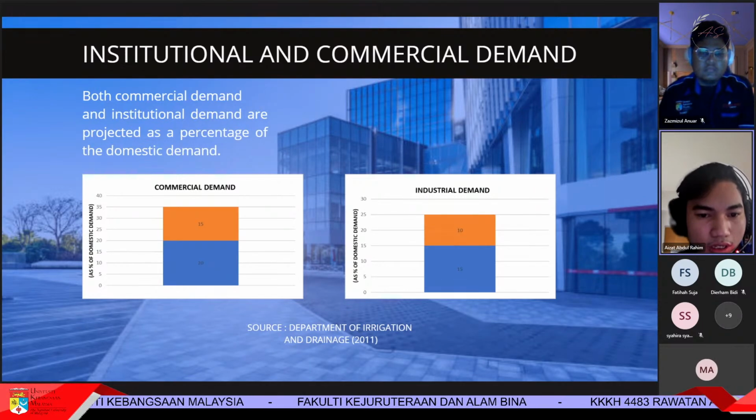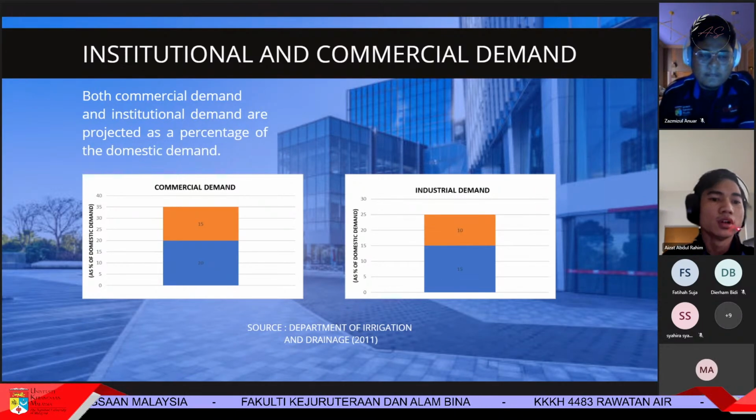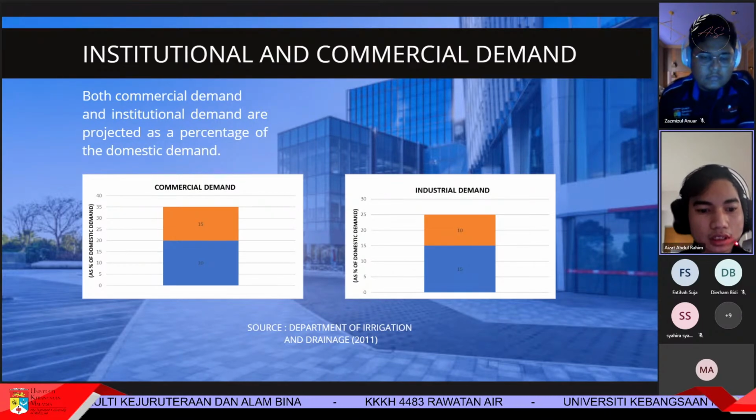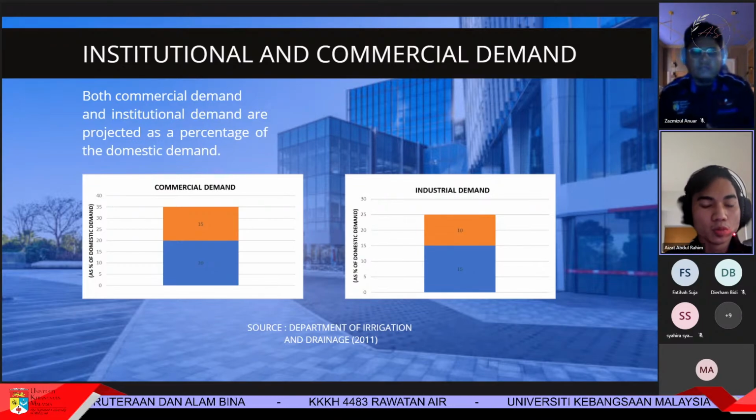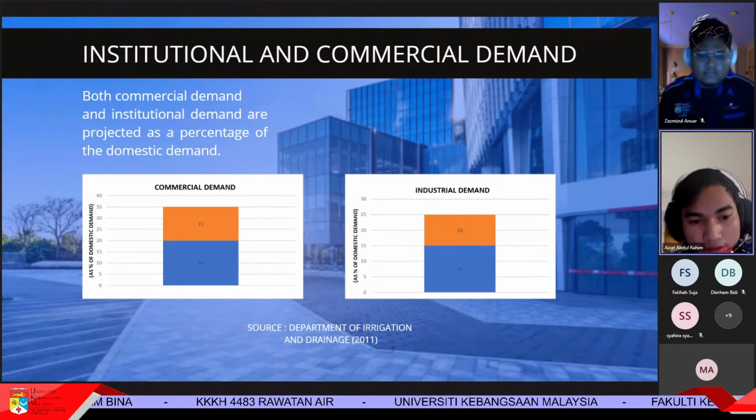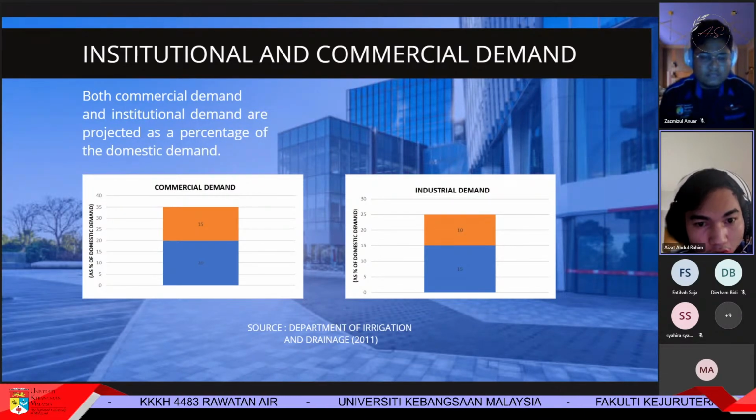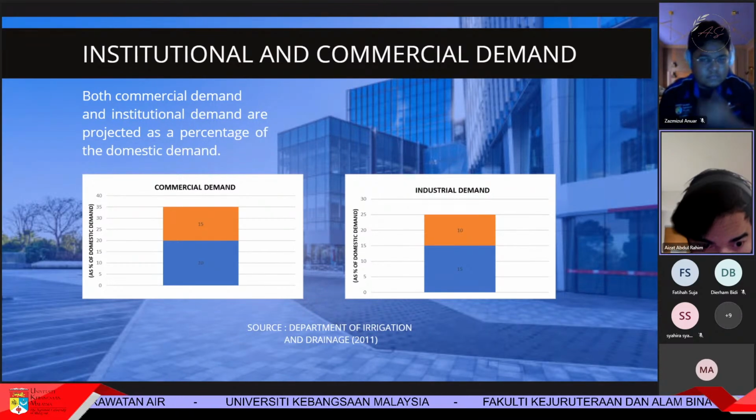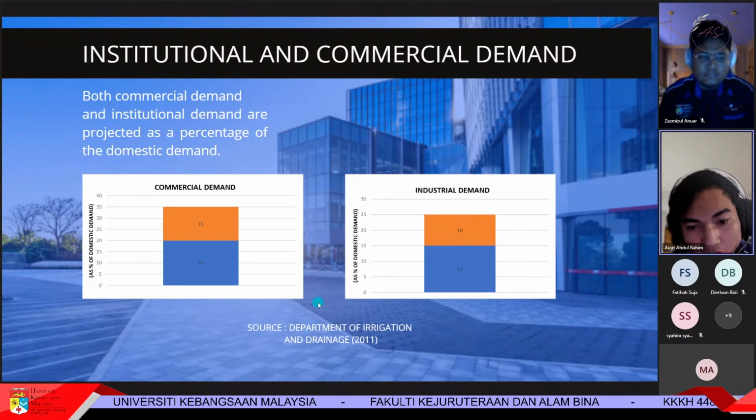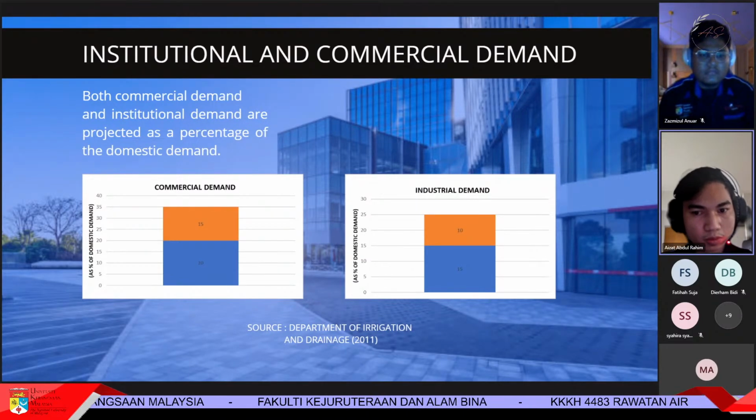So this is institutional and commercial demand. Both commercial demand and institutional demand are projected as a percentage of the domestic demand. Basically, 20% of the domestic demand is needed for commercial demand in urban areas, while 15% is needed in rural areas. For industrial demand, it also depends on the domestic demand, which is 15% for urban and 10% for rural areas for institutional and commercial demand.